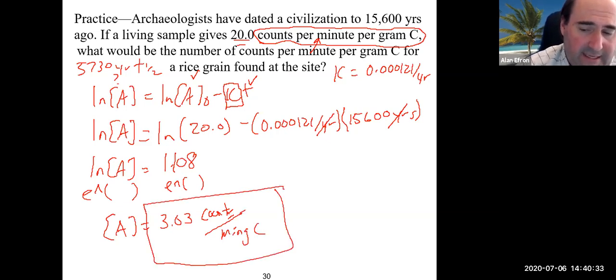This also does make sense. Again, this is going through a decay process, which means after 15,600 years, that's at least 3-ish half-lives, a little less than that. So it should be less radioactive, and because it's less radioactive, it should be giving off fewer decays or counts per minute. So our counts went down, which does make sense in this case. Any questions on that calculation?